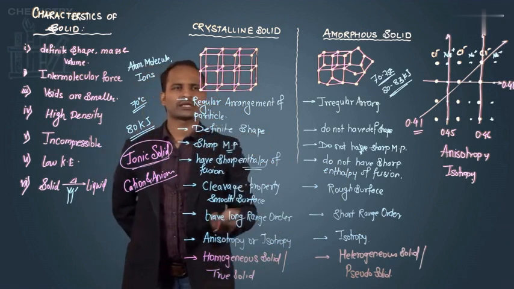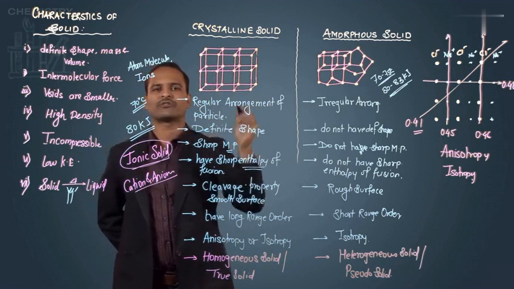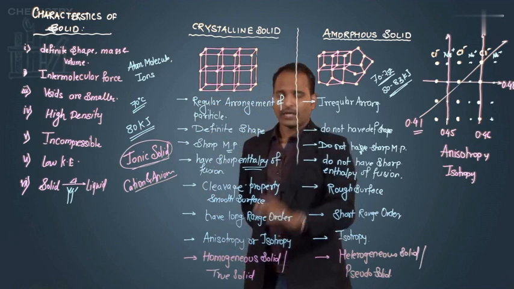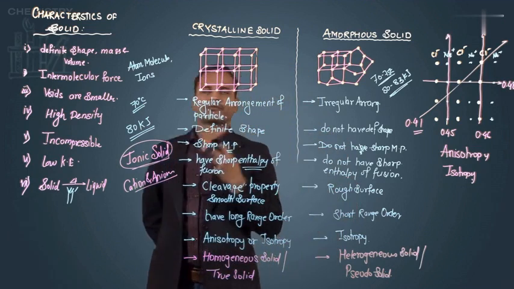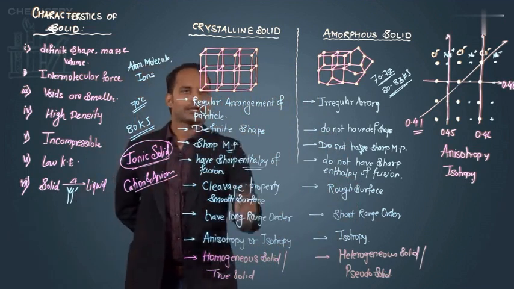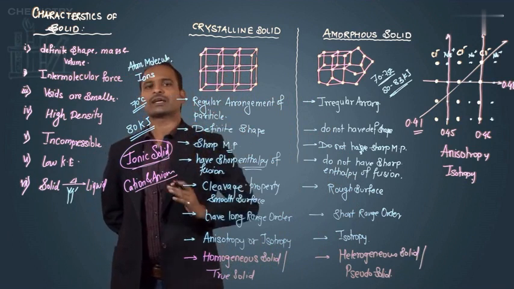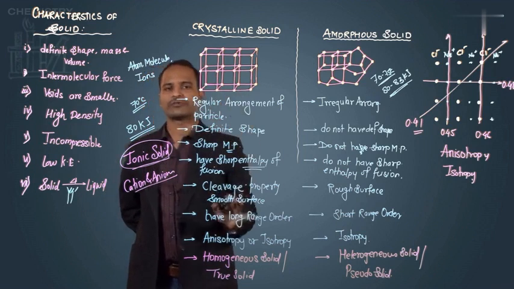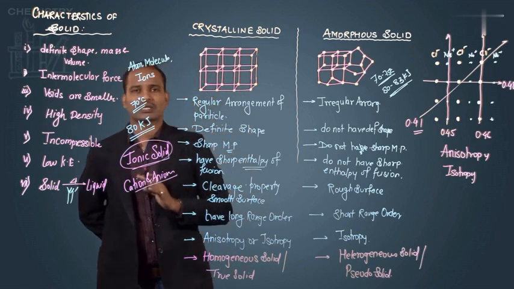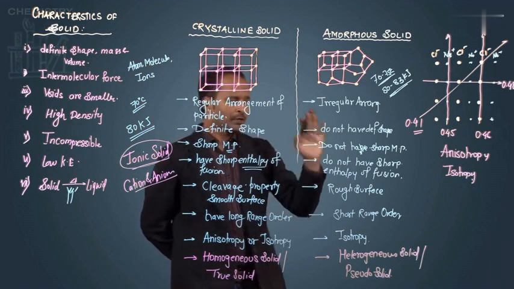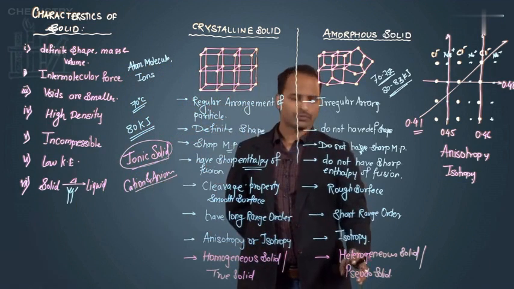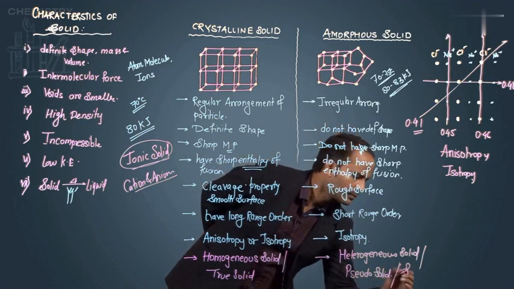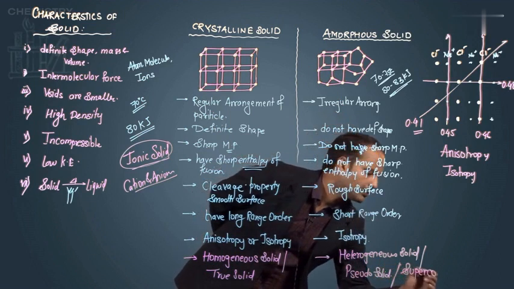Homogeneous solid, the simple reason I can say, is that since they have the same arrangement of particles, they are called homogeneous solid. But in the case of true solid, why do we use the word true solid? The reason is that whatever characteristics or properties are expected in a solid, all those properties are observed in crystalline solid, and that's why crystalline solids are called true solid. While amorphous solids are known as pseudo solid or heterogeneous solid, or also known as supercooled liquid.